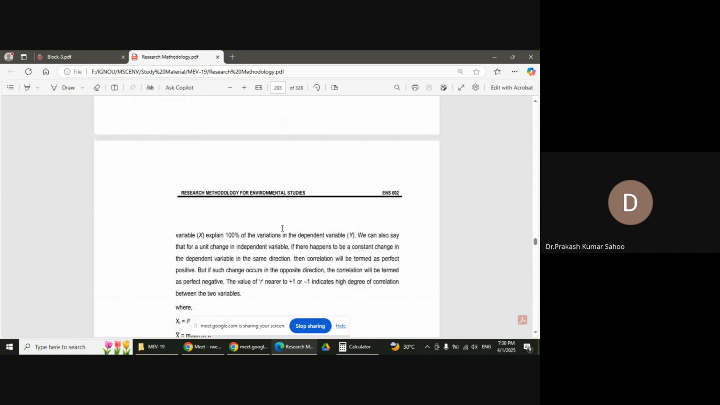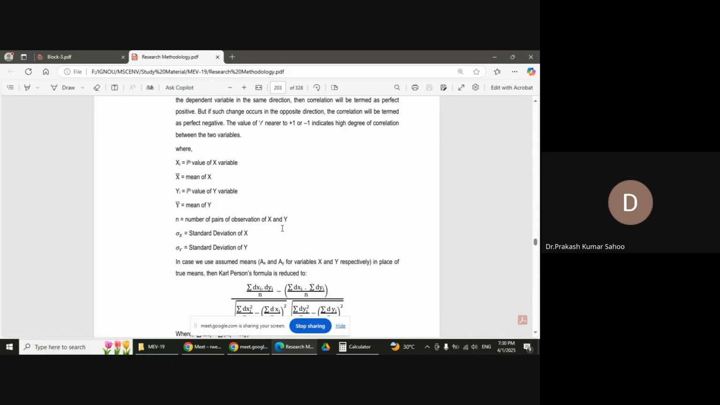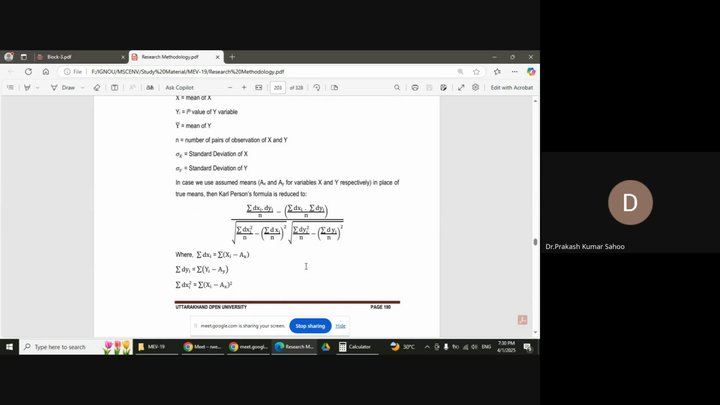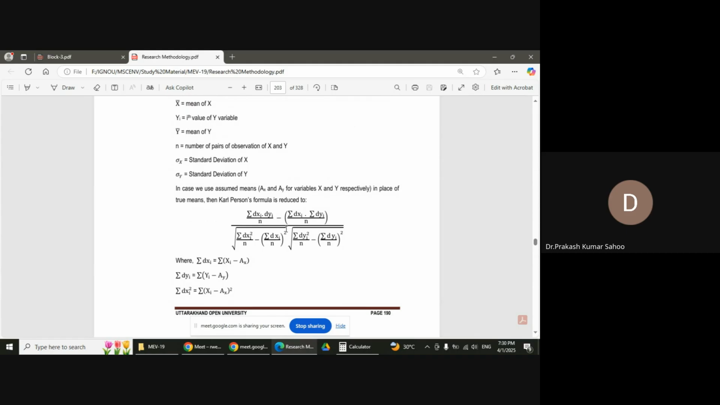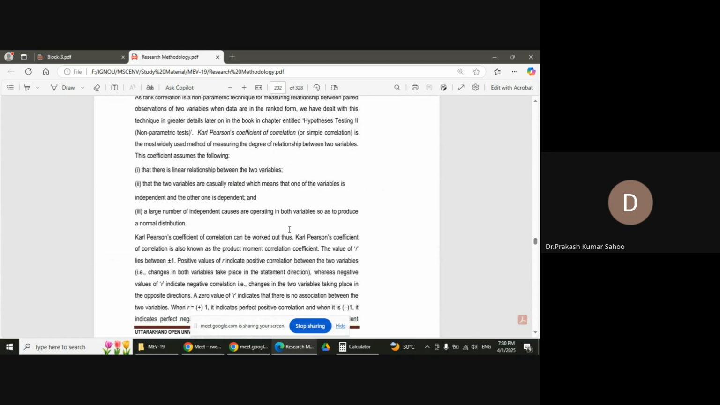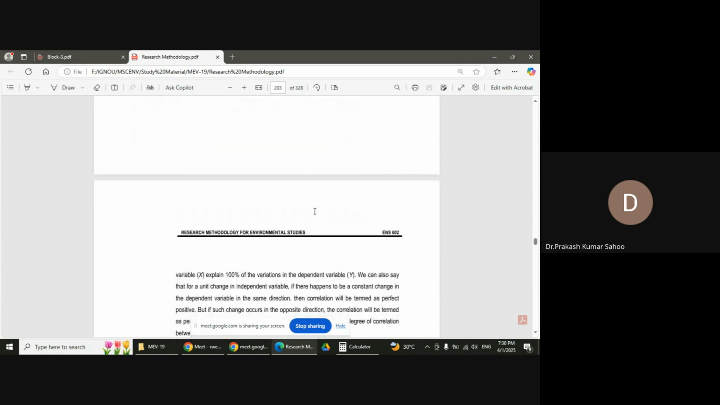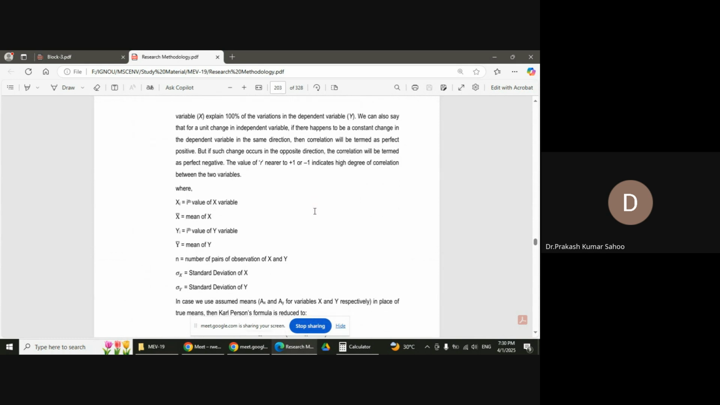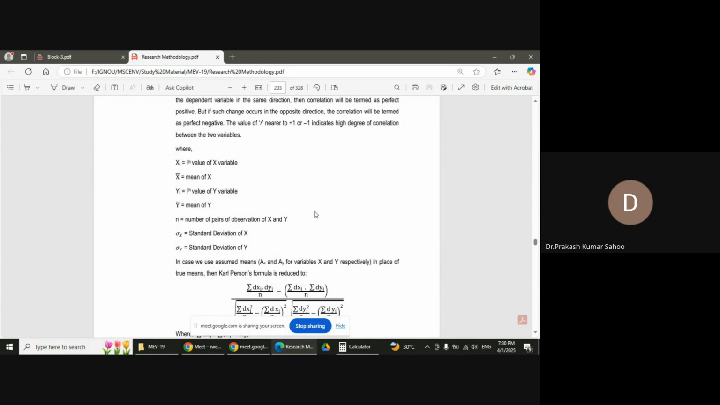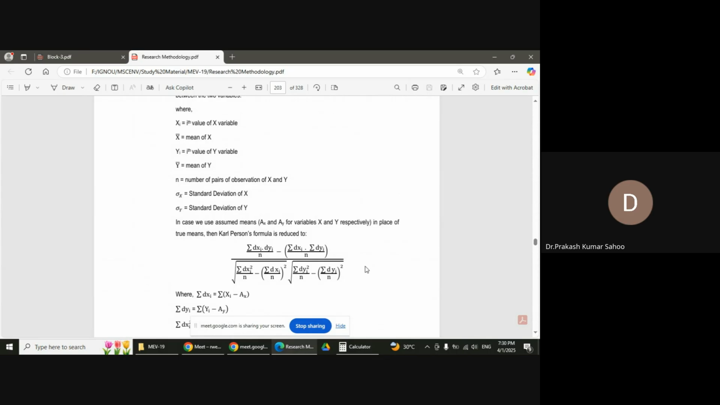So read out these things. Then we have the Karl Pearson formula. Lots of formulas are here. Then the Karl Pearson formula is now reduced to this formula. This is Spearman's formula. There is another formula, that is the Karl Pearson formula.